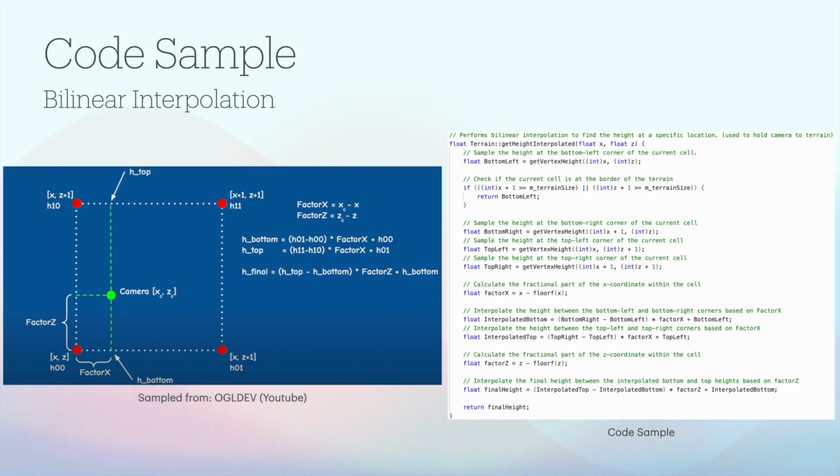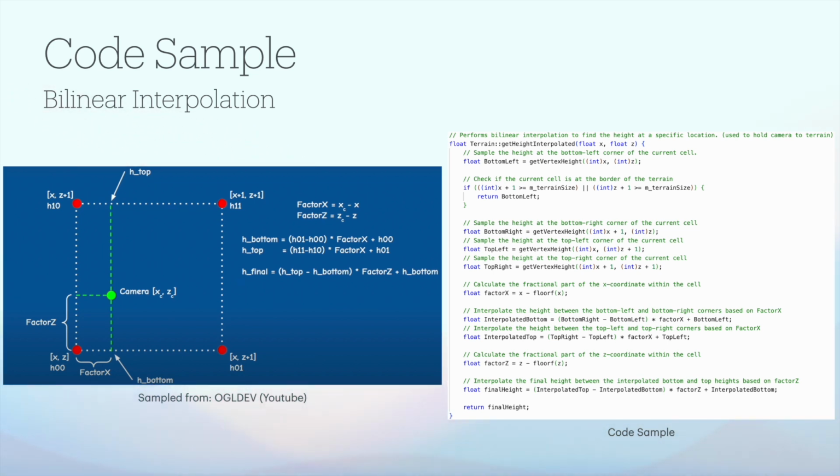So what we do is take the heights of the four vertices that make up the quad that the camera is in. Then we calculate the average height between the two top points and the two bottom points, offset by factor x. The factor is between 0 and 1. If it's closer to 0, the height of the two vertices will have a larger impact on the final height calculation. And this factor is found by taking the x-coordinate and subtracting the floor of the x-coordinate.